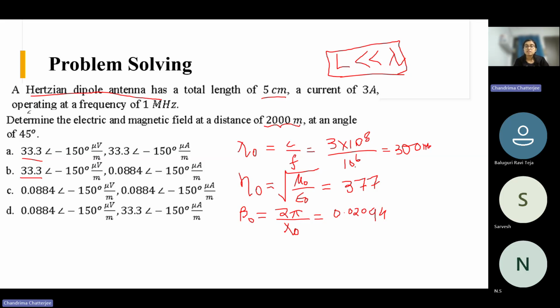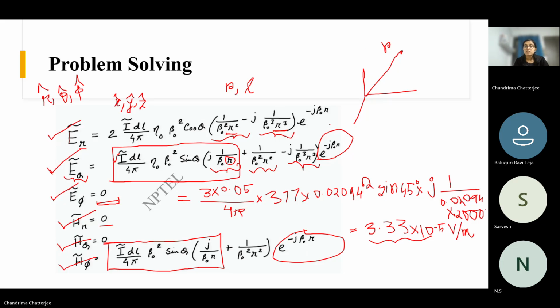But suppose it would have been something different, then you will have to calculate the phase angle also. How can we calculate it? That is also very easy. You see there is this phase term, e to the power minus j beta naught r. This is the phase term. And along with that, we also have a j. j means 90 degree. You will just have to add 90 degree. So what is beta naught r?